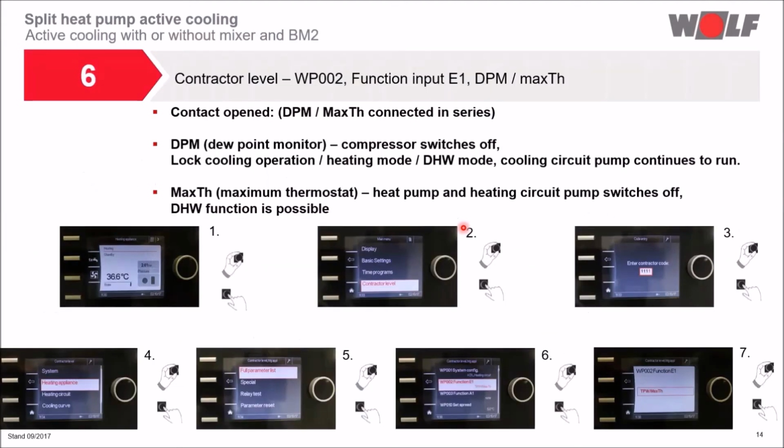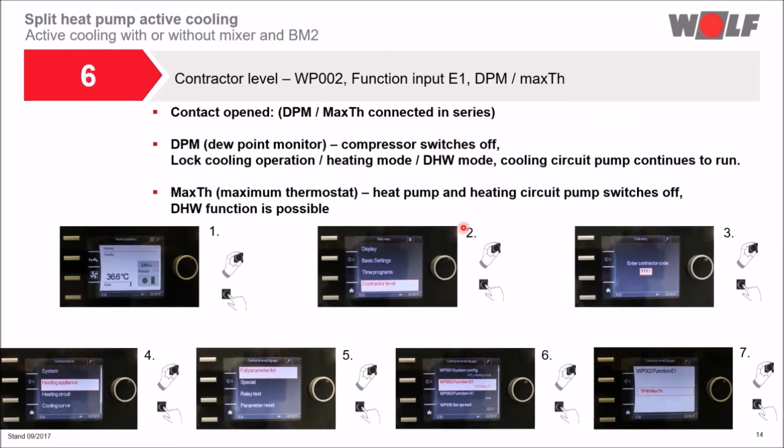The next parameter in the contractor level is WP2. As soon as the cooling function is activated, the function input E1 switches to the dew point monitor. If no dew point monitor is connected, a jumper to contact E1 needs to be set. Additionally, a maximum thermostat can be connected in parallel to E1.